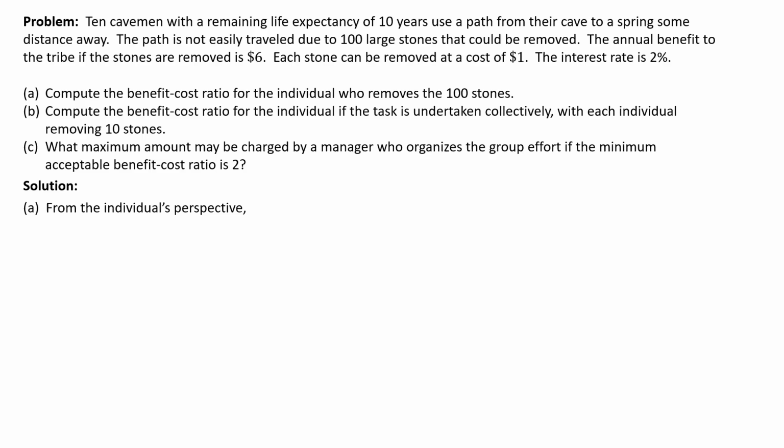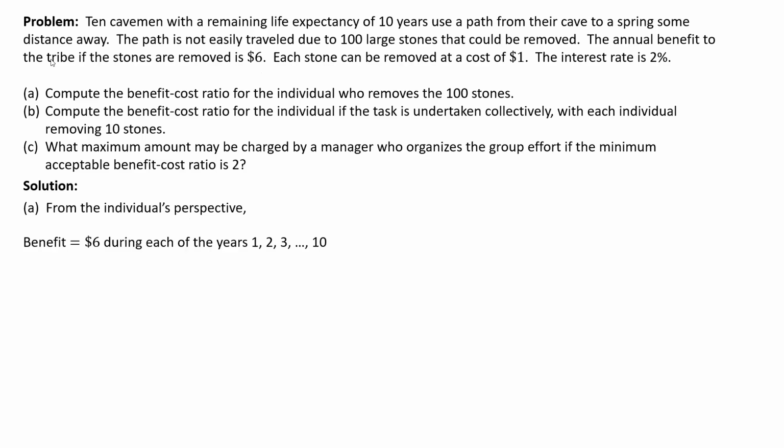What happens? Benefit is $6 during each of the years, 1 through 10. The life expectancy of 10 years is an indirect way of saying that the planning horizon is 10. So for each of those years, the benefit is $6, right? For the whole community, not necessarily for that individual.